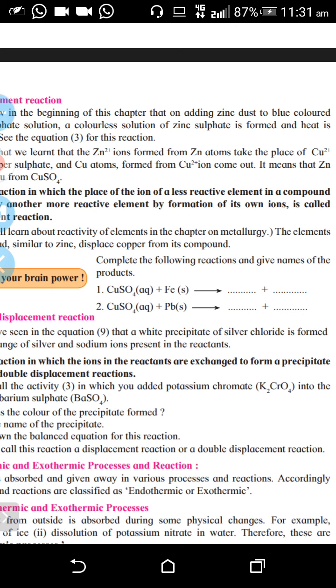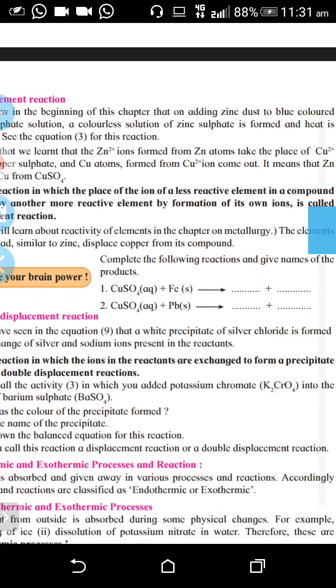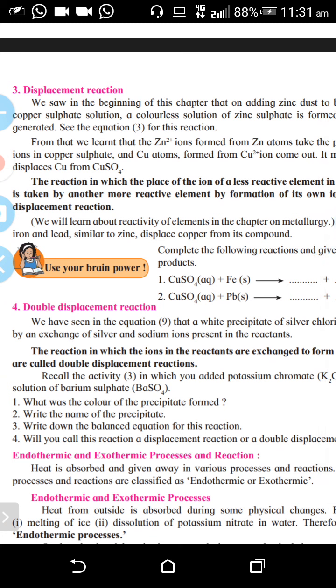In the same way, copper sulfate plus Pb. Pb is lead, which is also positively charged. Copper is positively charged. Sulfate is negatively charged. So this sulfate will combine with the lead, and PbSO4 is formed, and copper will be displaced. So in a displacement reaction, the ion of a less reactive element in a compound is taken by another, more reactive element by formation of its own ions. That is called a displacement reaction.